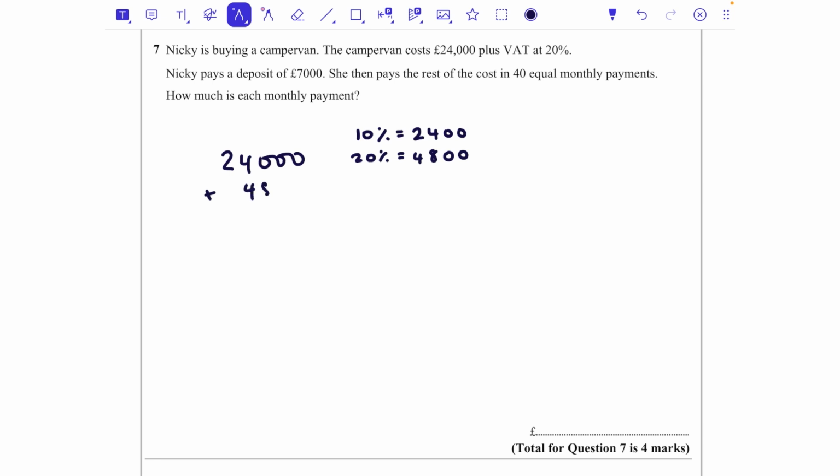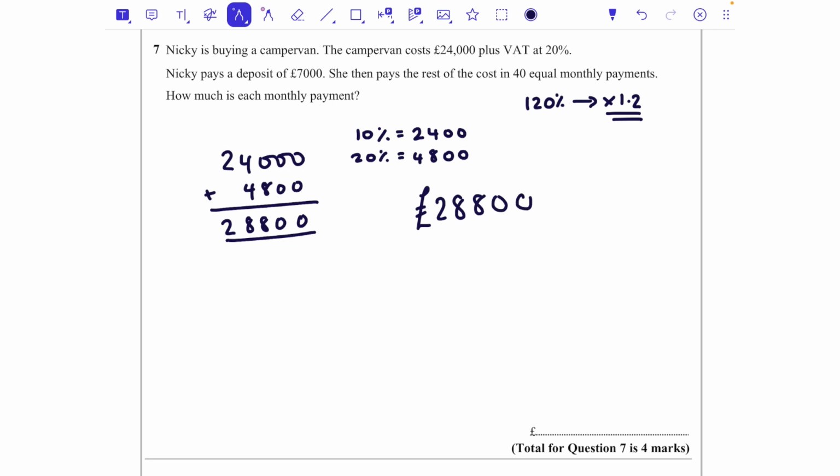So add 4,800 to that: 0, 0, 8, 8, 2. So 28,800 is the cost of the camper van. Now, instead of doing it that way, if you want 120%, you can also multiply by 1.2, because 120% as a decimal is 1.2. So if you wanted to, you could do 24,000 times 1.2. That would also get you straight to that answer of £28,800. So that's the cost of the camper van.